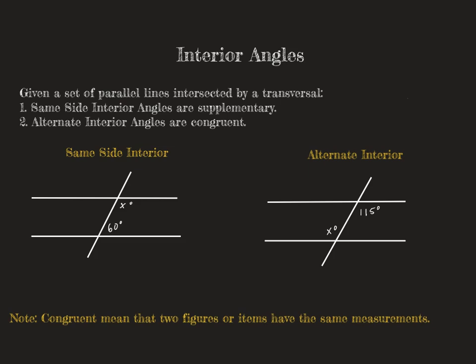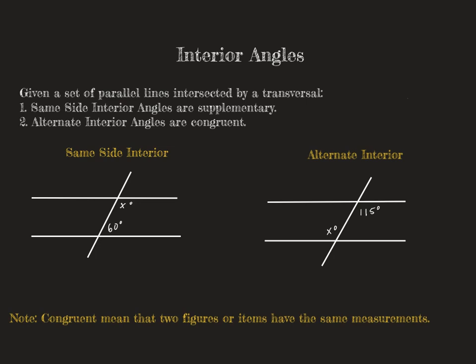Now we're going to be applying the information that we have been covering. So we're going to be going over interior angles. So given a set of parallel lines intersected by a transversal, that means this line is parallel to this one, and this is the transversal that is intersecting it. And then this line is parallel to this one, and again, this is the line that is intersecting it.